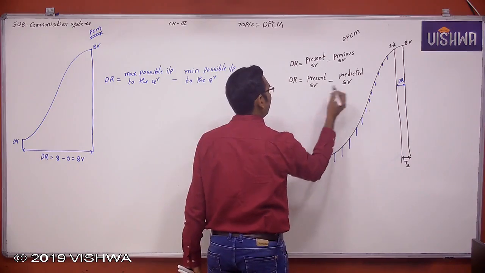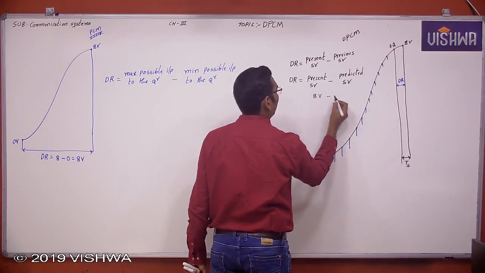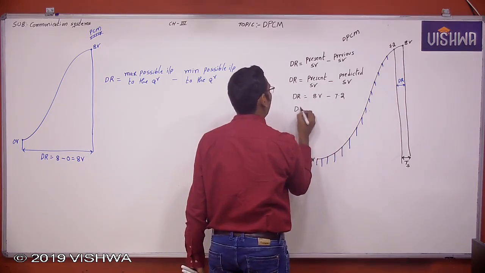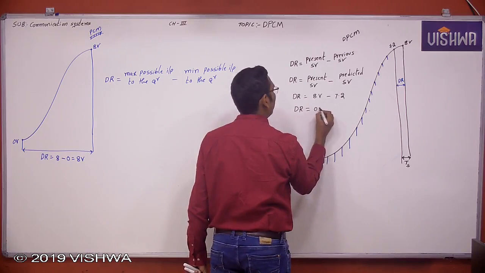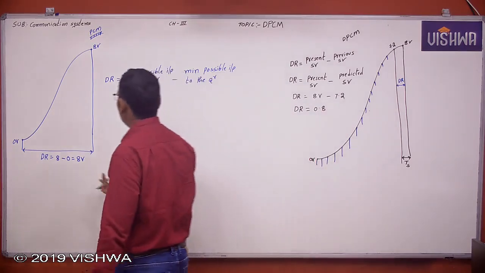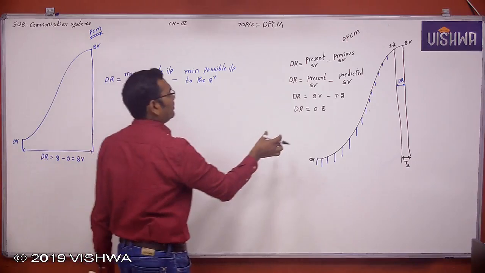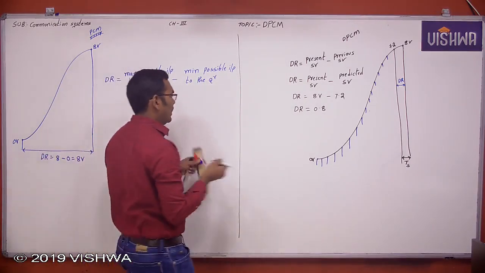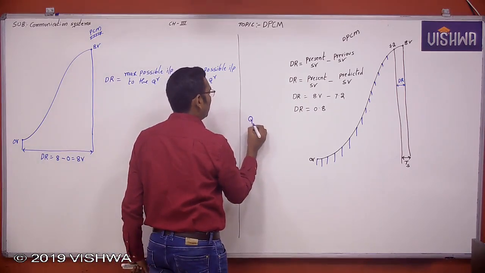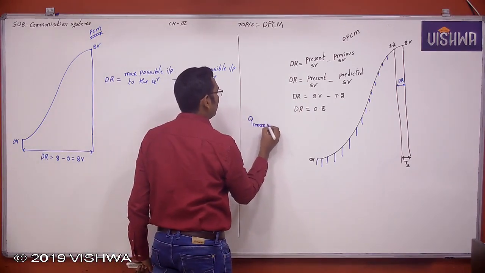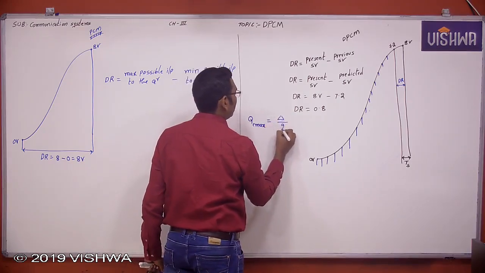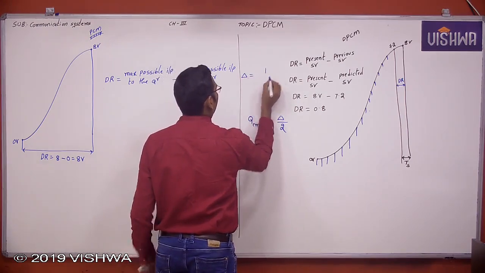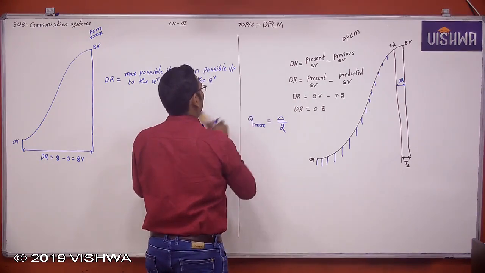If you take the same example, this is 8 minus 7.2, so the dynamic range is 0.8. In PCM the dynamic range is 8, more; here the dynamic range is less. Sir, when the dynamic range decreases, what happens? You tell me, what is the maximum quantization error? The maximum quantization error is step size by 2. Now, what is the step size?